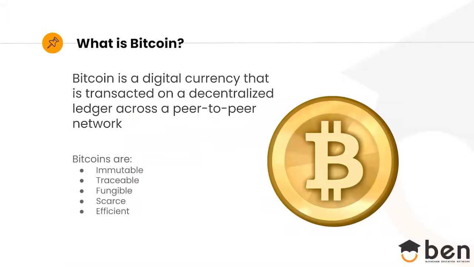So, what is Bitcoin? Bitcoin is a digital currency that is transacted on a decentralized ledger across a peer-to-peer network. Some defining characteristics of Bitcoin are that they are immutable, traceable, fungible, scarce, and efficient.